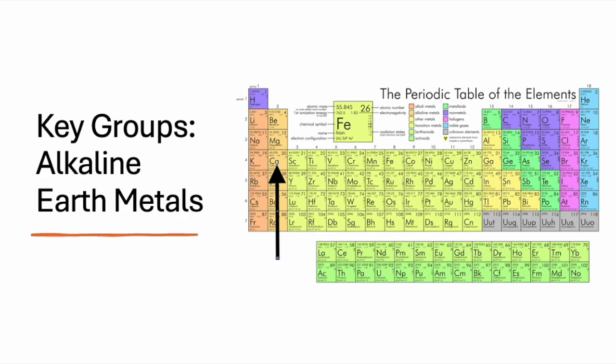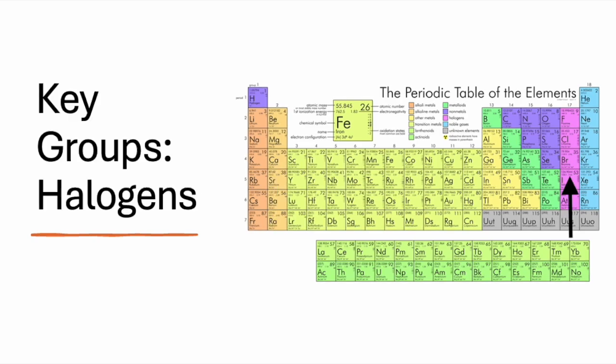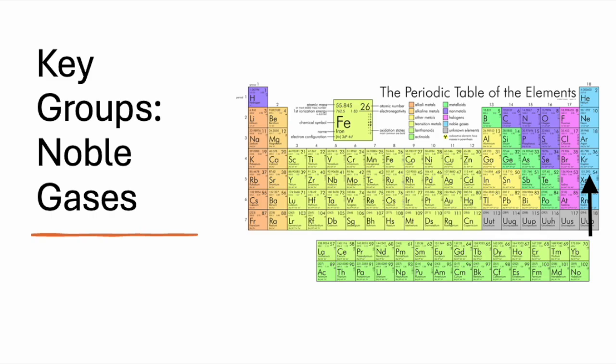The elements in group 17 are called the halogens. They are all nonmetals and are highly reactive. They have 7 outermost or valence electrons. Another important group is group 18 called the noble gases. They are all nonmetals and are very unreactive. Most of these elements have 8 outermost electrons.